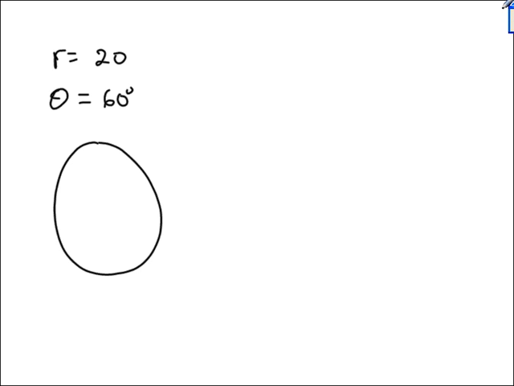Suppose that R is 20 and theta is 60 degrees. So basically, we have 20 meters. We have a circle, we have a 60-degree angle, and I'm telling you, R is 20 meters. How long is this arc length? That is, how long is this? And I don't mean 60 degrees.